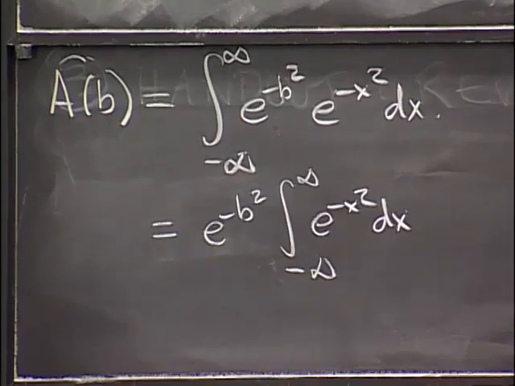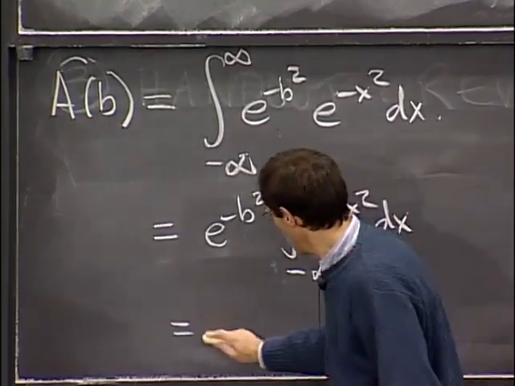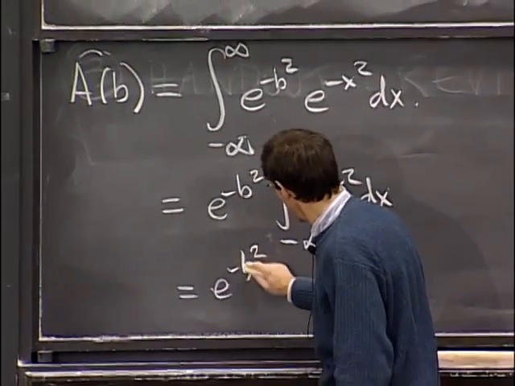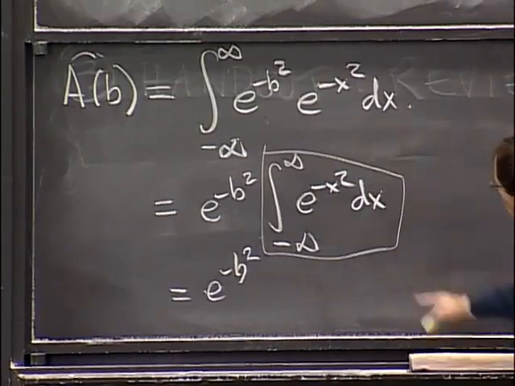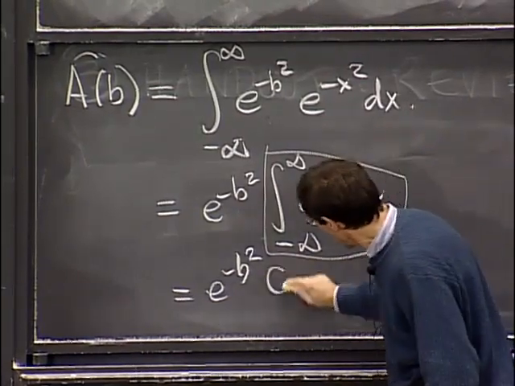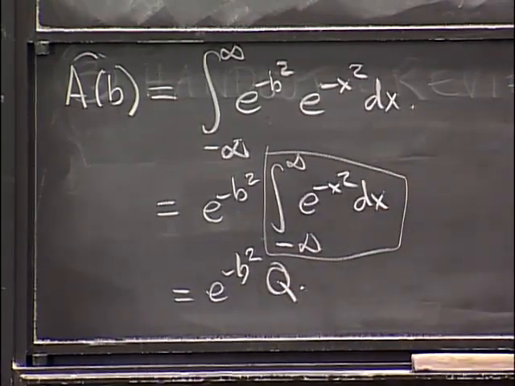And now here comes the remarkable thing. This is e to the minus b squared times a number which is now familiar to us. What is this number? This is what we're looking for. This is our unknown, q.